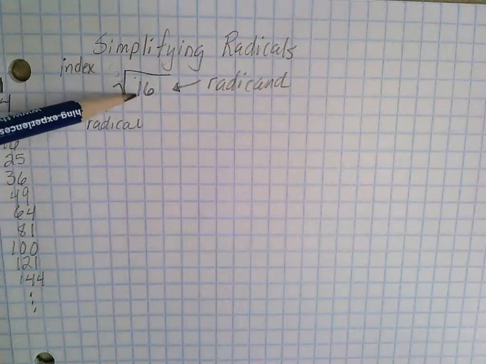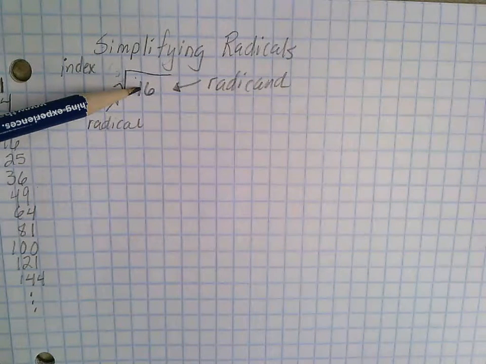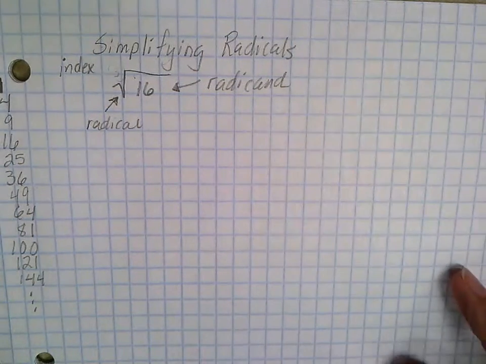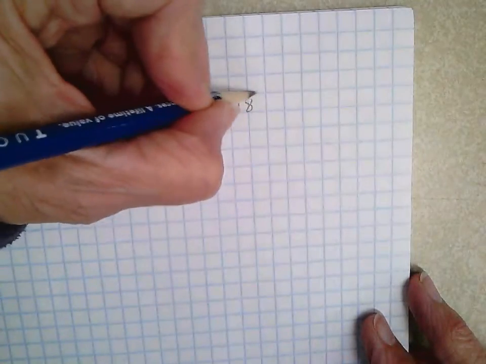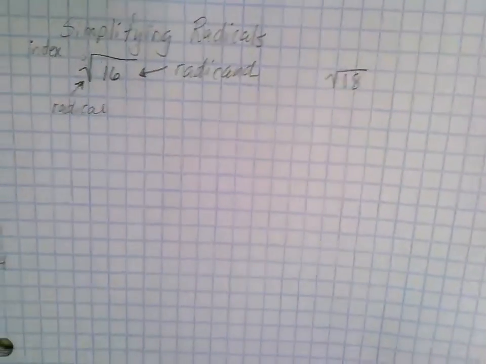So simplifying radicals is when you try to find within the radicand if there are any perfect squares that are a factor. So let's go ahead and look at one that's fairly simple. Let's look at 18, square root of 18.